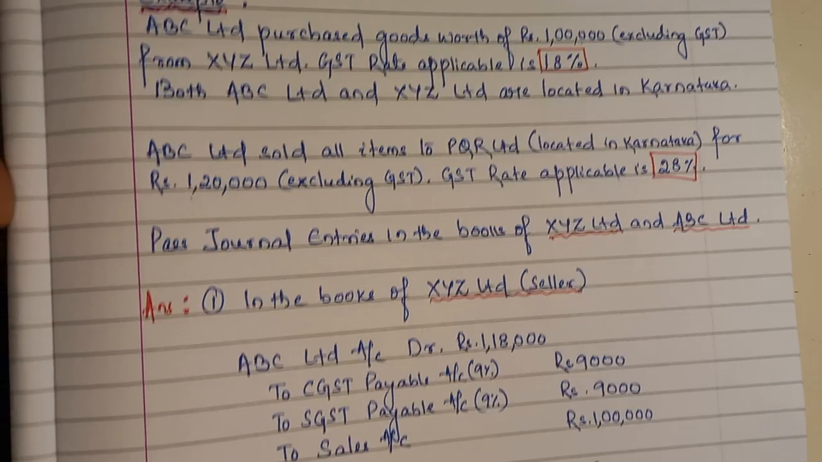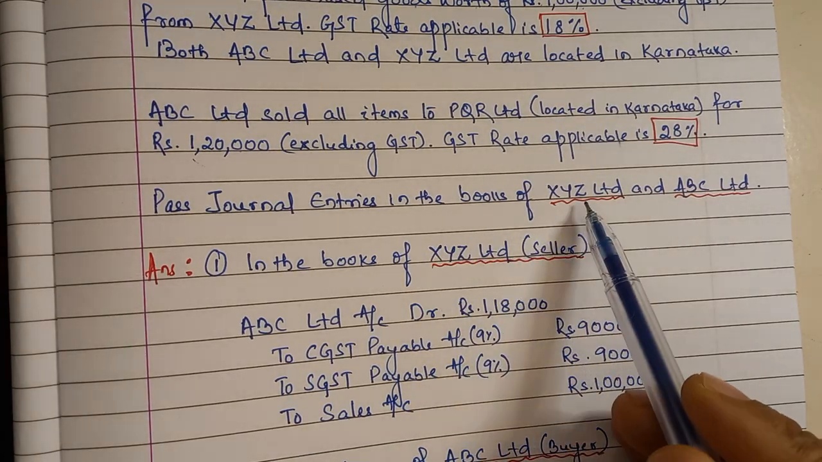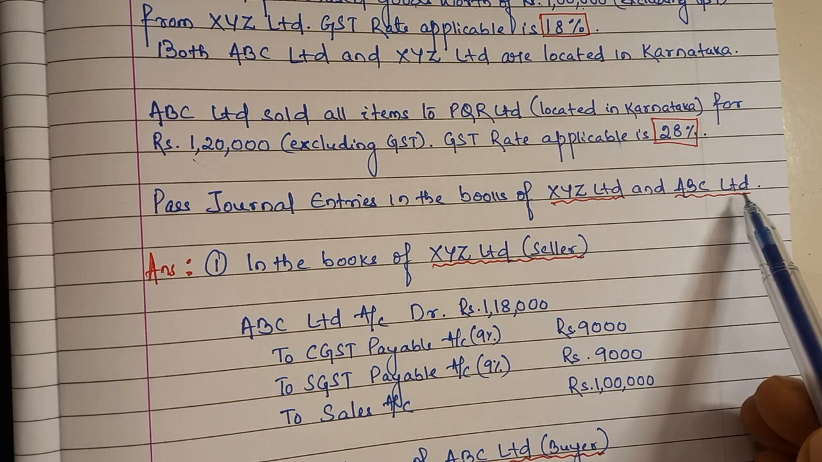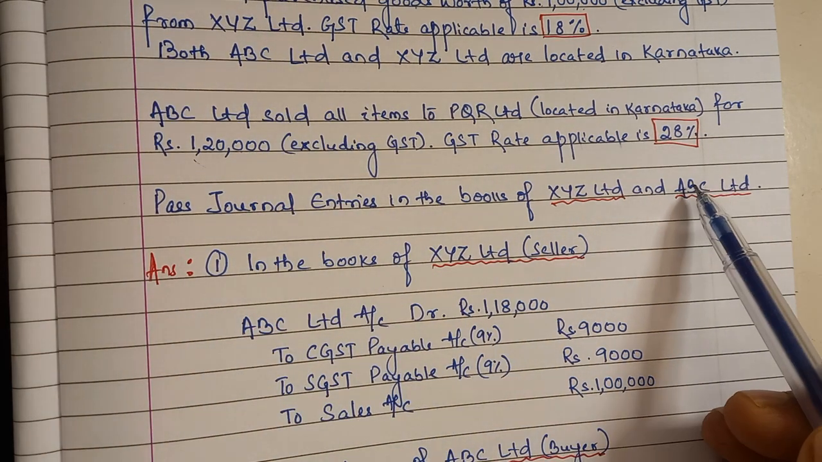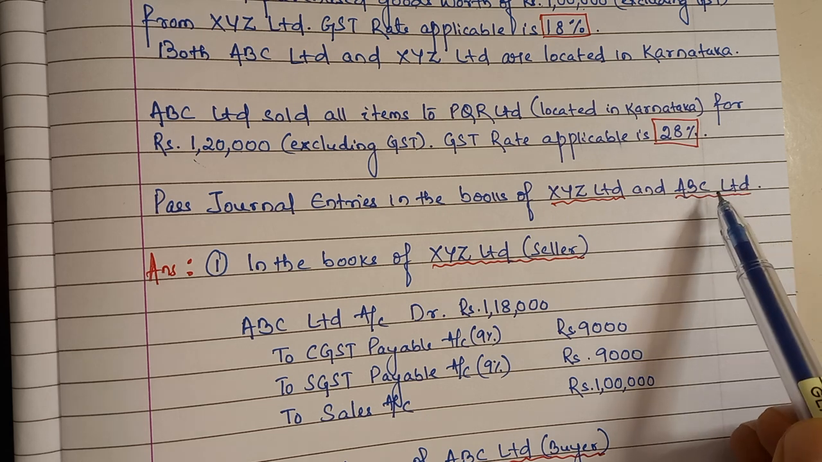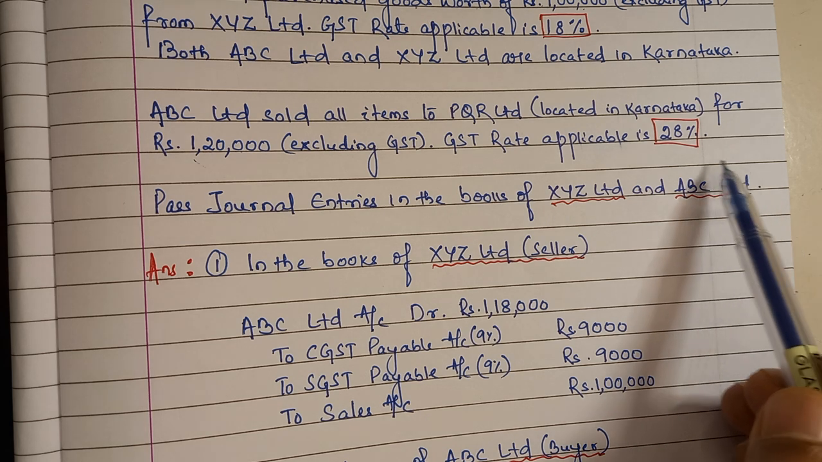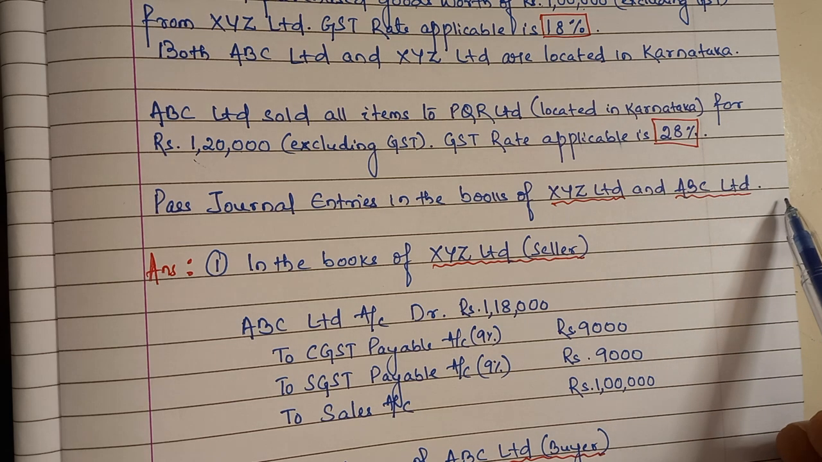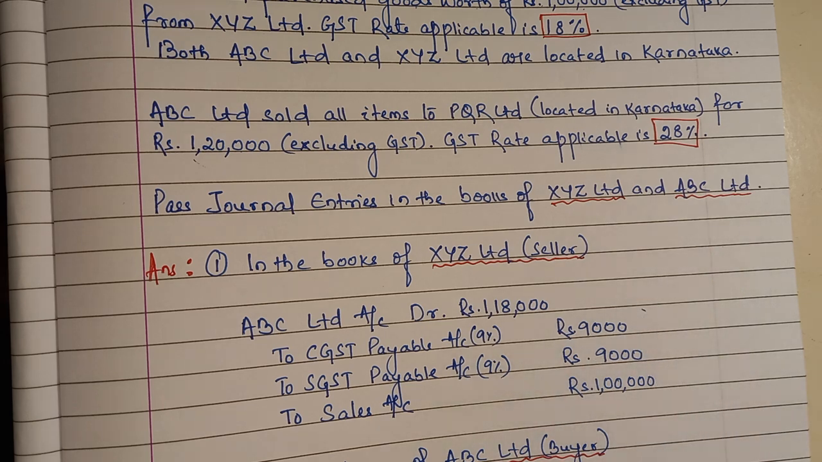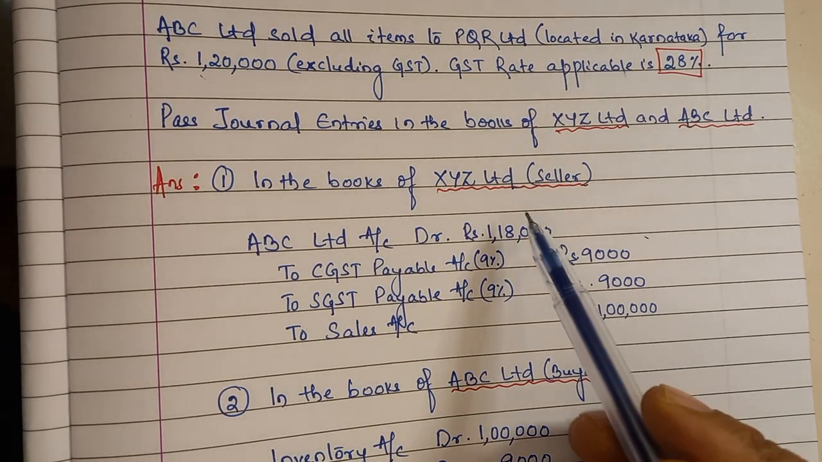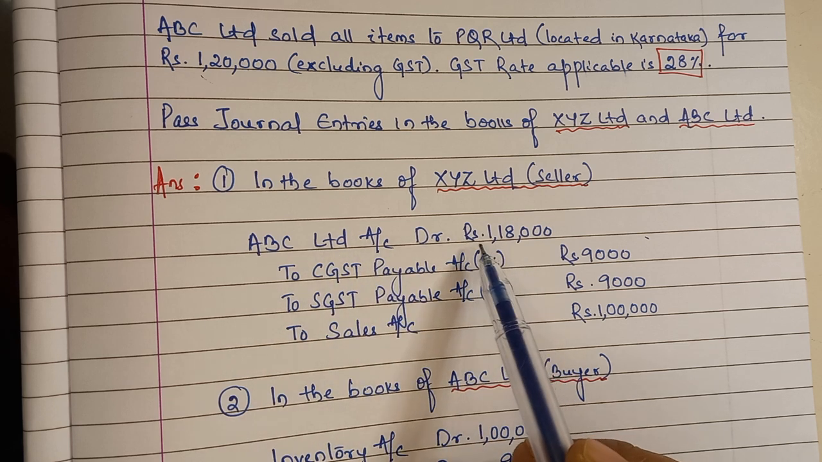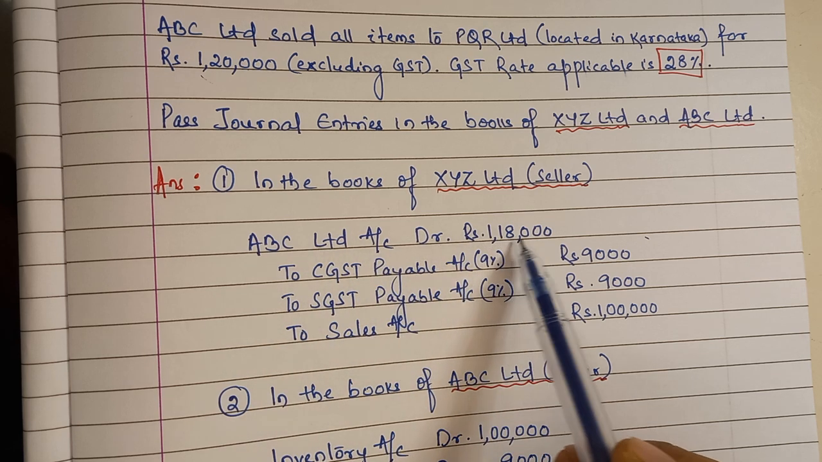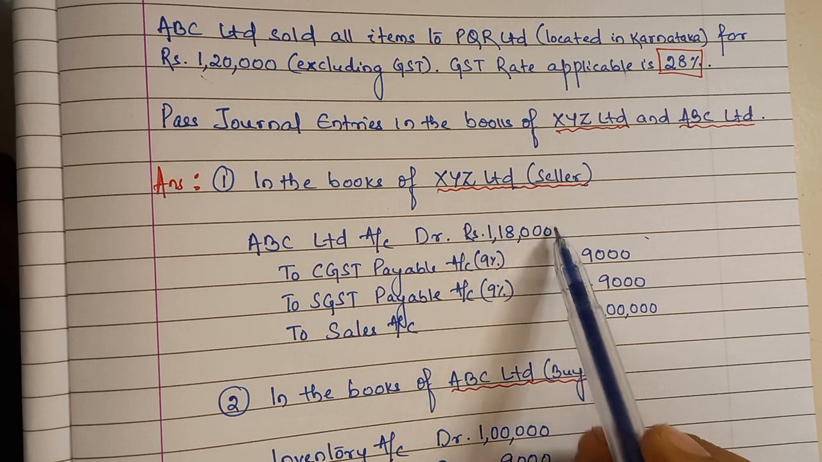Now, let's pass journal entries in the books of XYZ Limited and ABC Limited. XYZ is the seller and ABC is the buyer, and later ABC also becomes a seller as he sells to PQR Limited. So let's see what journal entries are to be posted. In the books of XYZ Limited, who is the seller, ABC Limited is debited rupees 1,18,000. Why this 1,18,000?